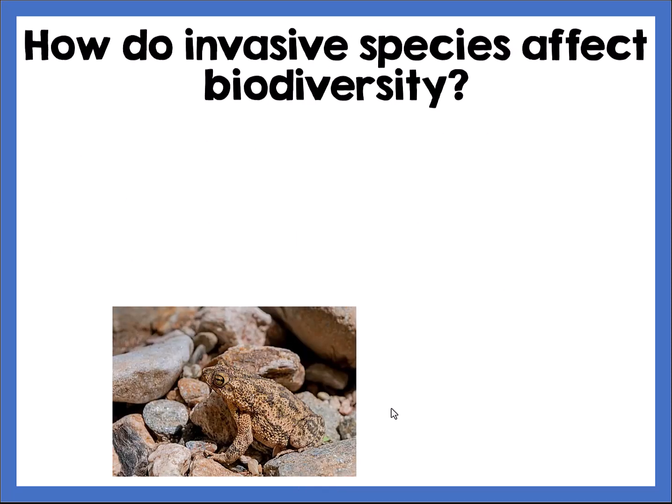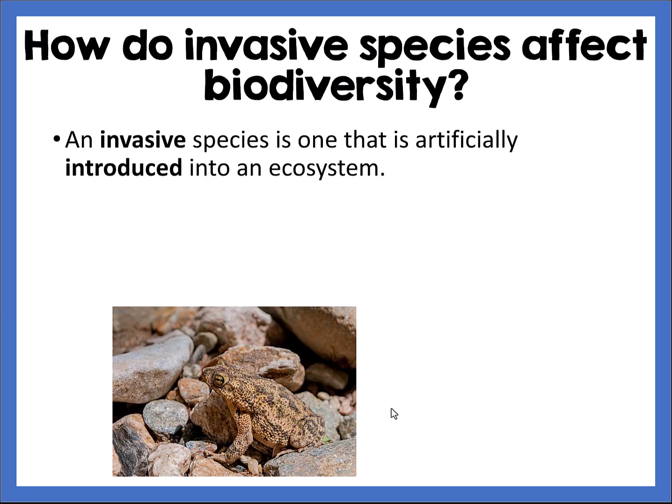So how do invasive species affect this biodiversity? An invasive species is one that is artificially introduced into an ecosystem. So maybe it has a particular application for humans, and so humans introduced them, or maybe it came along as a tag-along traveler on ships, or as lumber was moved from one place to another. There's lots of different ways that invasive species can come into a new environment. Not all of them are purposeful.